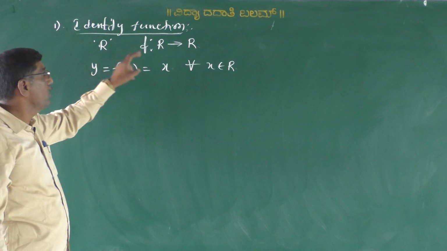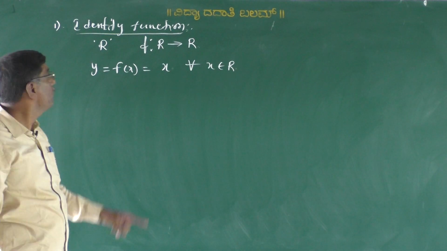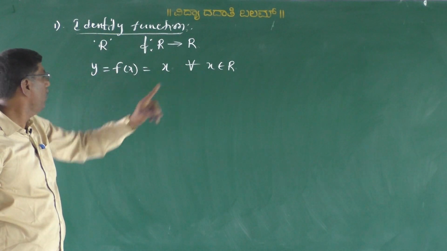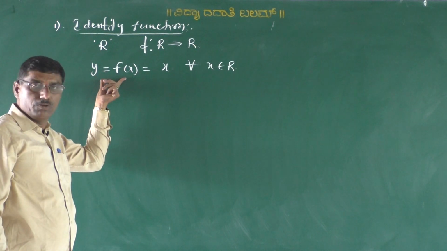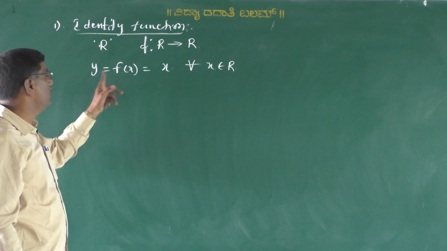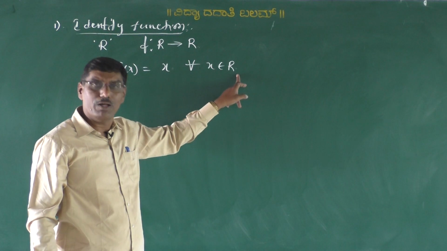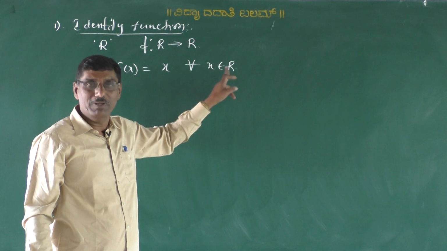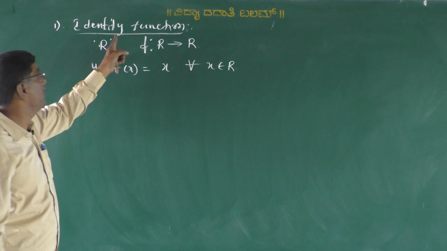R be the set of all reals, f from R to R be a real function. Then we define identity function by y is equal to, these are the same, we can use any one, y or f of x. y that is equal to f of x is equal to x for all x belongs to R. R means reals. This is the definition of what? Identity function.